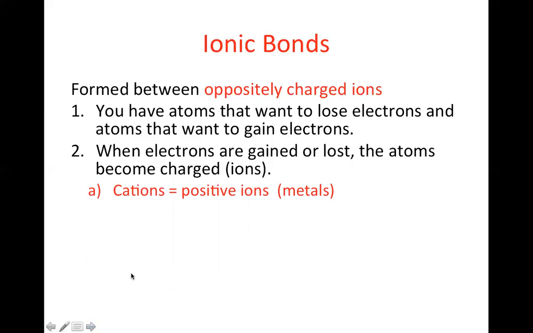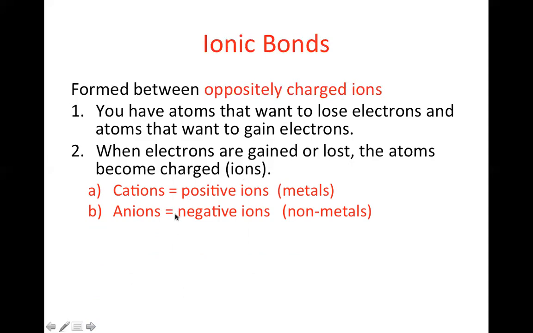And we're going to have two types of ions we'll look at. We have cations, which are going to be the positive ions, and then anions are the negative ions. So cations are what type of ions metals will form. And then our nonmetals are going to form anions.